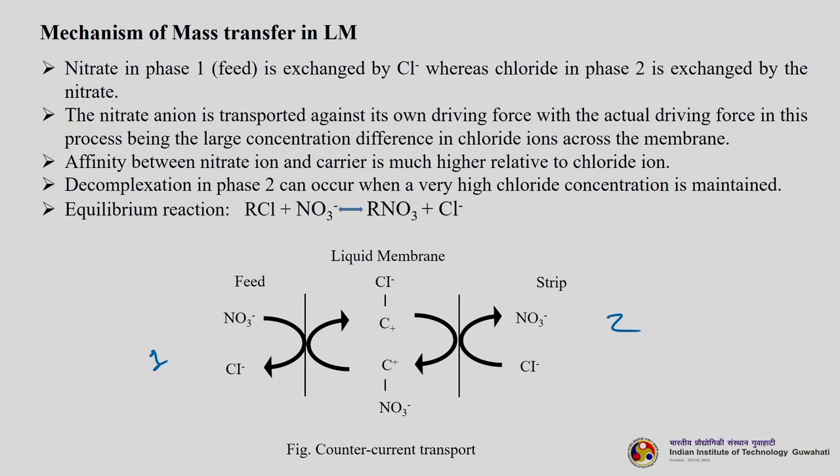Now, please try to understand what is happening. Though nitrate has a concentration gradient, that is not helping. What is helping is the chloride ion concentration difference between the two sides, that is the driving force, because nitrate is binding to the carrier. The affinity between nitrate ion and the carrier is much higher relative to the chloride ion. Decomplexation in phase 2 can occur when a very high chloride concentration is maintained. The equilibrium reaction is RCl plus nitrate equals RNO3 plus Cl minus. So, this is how the counter current transport is happening.